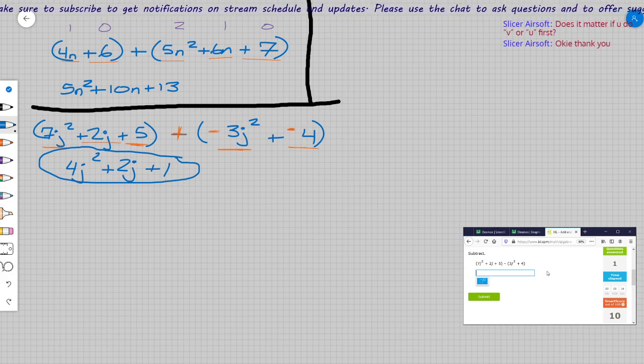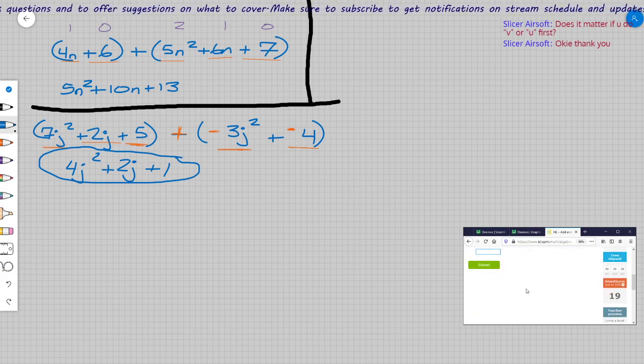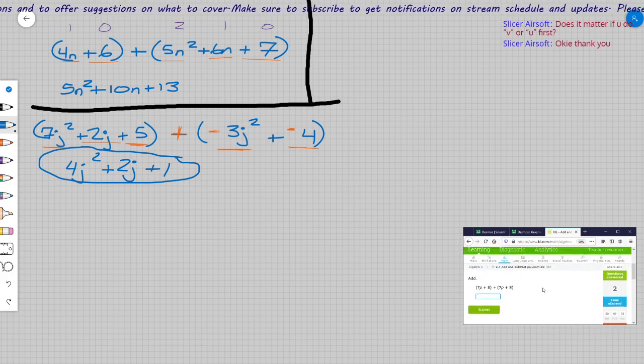Let's get over here. So let's go ahead and plug this in. So 4j exponent symbol squared. Oh, that's weird. Why is that not? Oh, there it goes. Okay. 4j squared plus 2j plus 1 should be good. Let's press submit. We did well. We got 2 right so far.